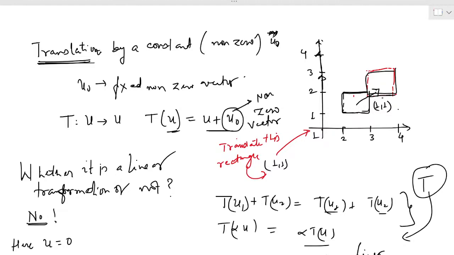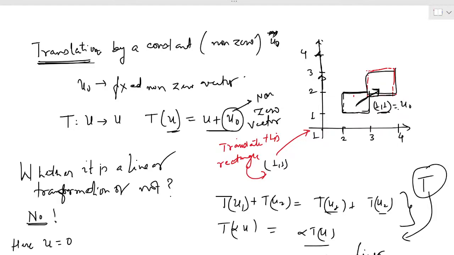The x coordinate would be given an additional 1, so x plus 1, and y would also be y plus 1. So basically, this is how your square would translate through the non-zero vector (1, 1). This is just an example I'm giving.